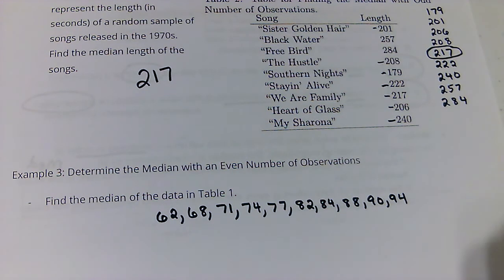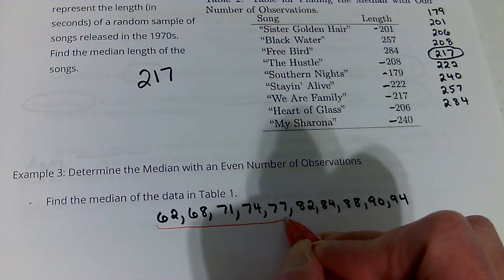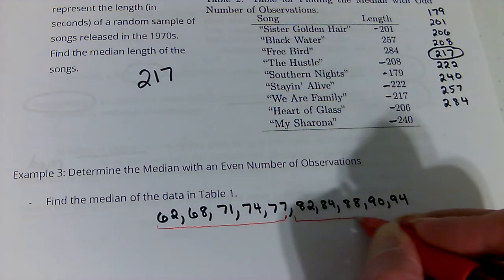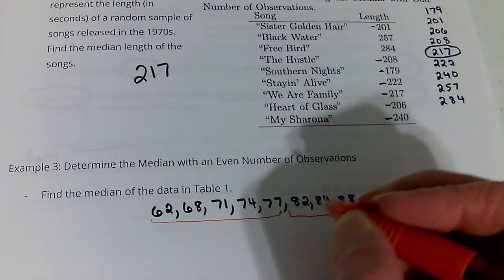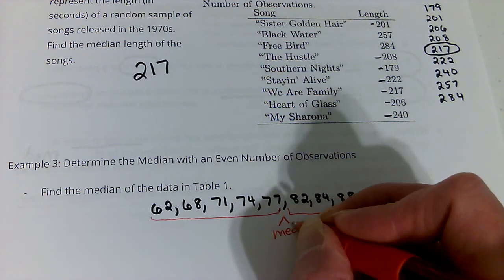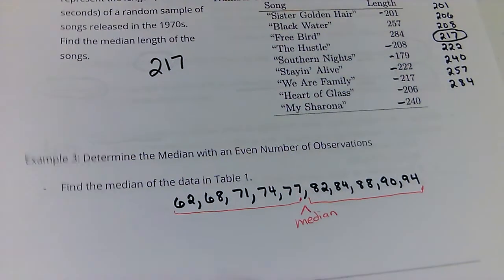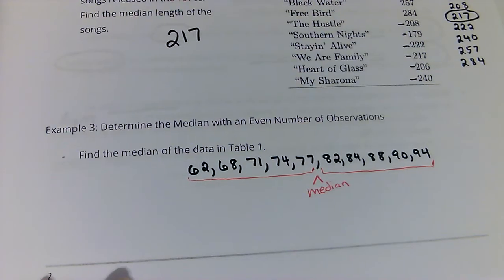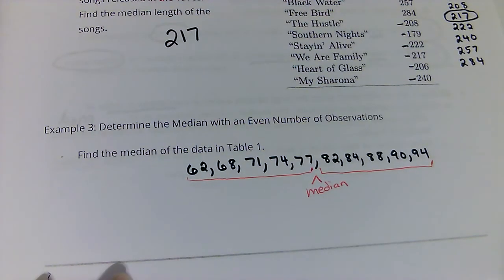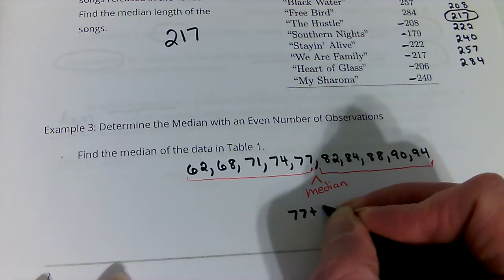So to find the median, there's an equal number here and here. The median is right in the middle, right here. So when you have an even number of observations, the median is going to be in between 2 values. So we would actually find the average of those 2.